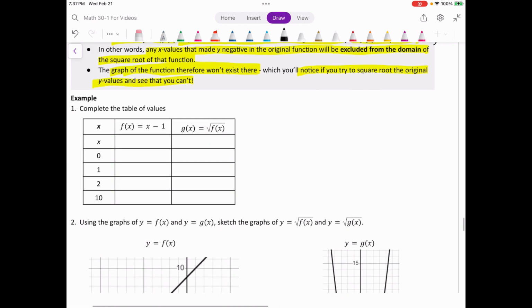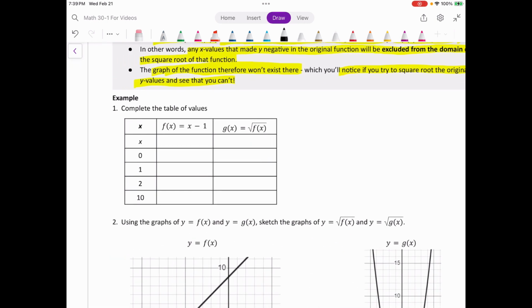Let's see how that looks with a couple examples here. So here we got a table of values. Our original function f of x is just x minus 1. And then we want to take the square root of this function for g of x. So let's just first generally do it for x. Well, if f of x is x minus 1, then it's x minus 1 when x is x, keeping it general, not putting in an actual x yet. But what would be the square root of f of x then? If f of x is x minus 1, what's g of x? Well, it's the square root of f of x. So it really is this simple. It's the square root of x minus 1.